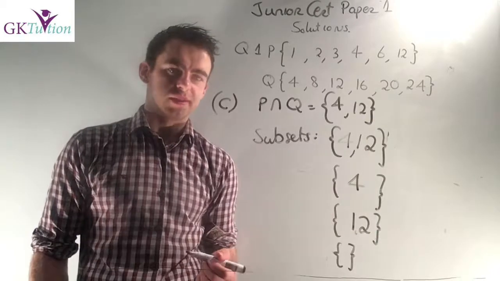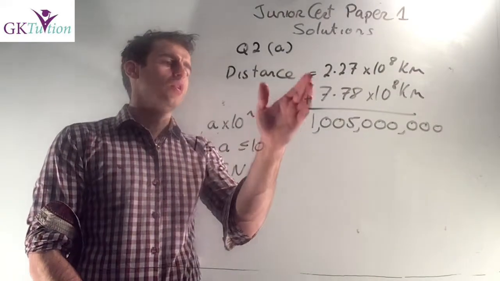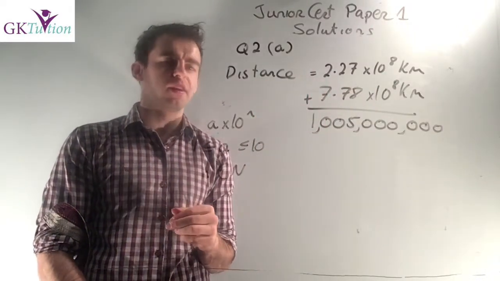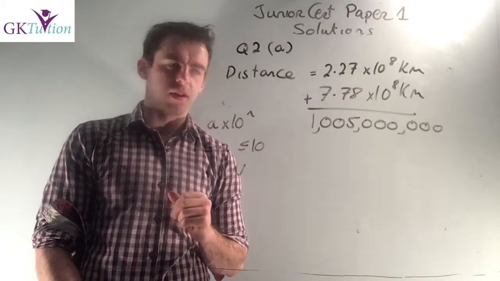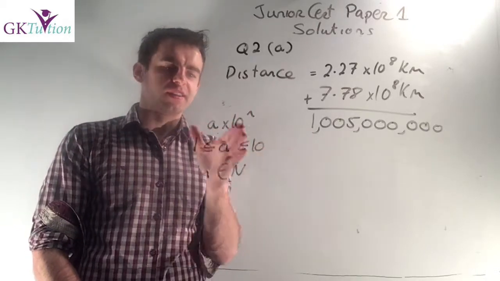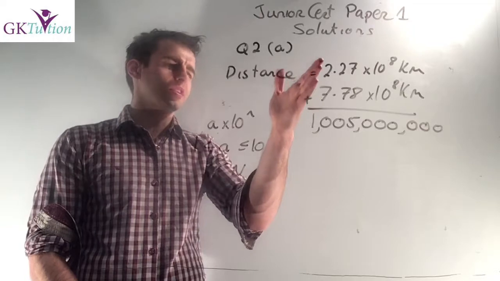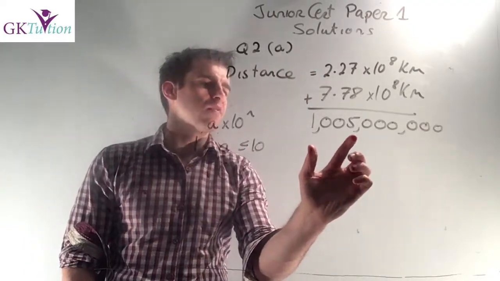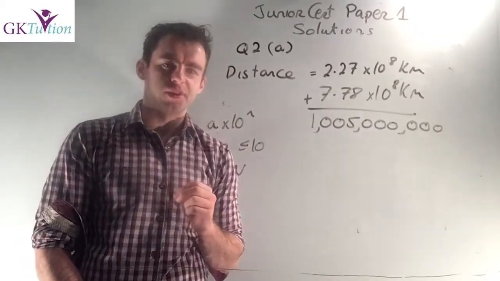They're your 4 subsets. Okay, so for question 2, part A, I'm told that a space probe is going to travel 2.27 by 10 to the power of 8 kilometers, and then a further 7.78 by 10 to the power of 8 kilometers. And I'm asked to find the total distance in the form a by 10 to the power of n. So obviously to get the total distance, I just add the 2 distances together, and you get 1005 million. Or in other words, 1005 and then 6 more zeros.